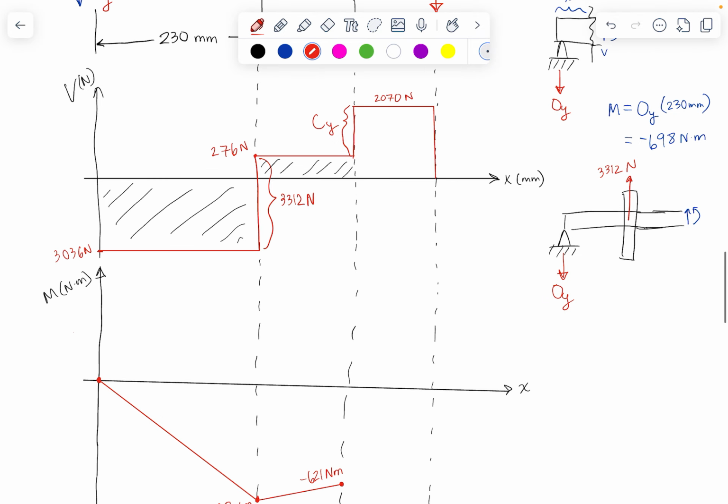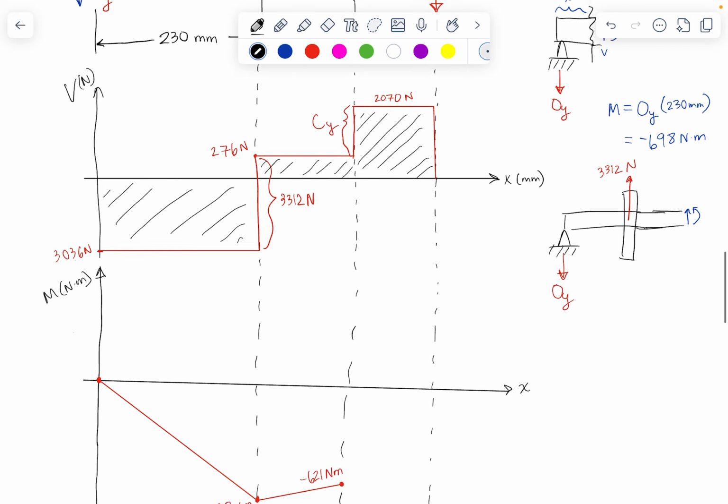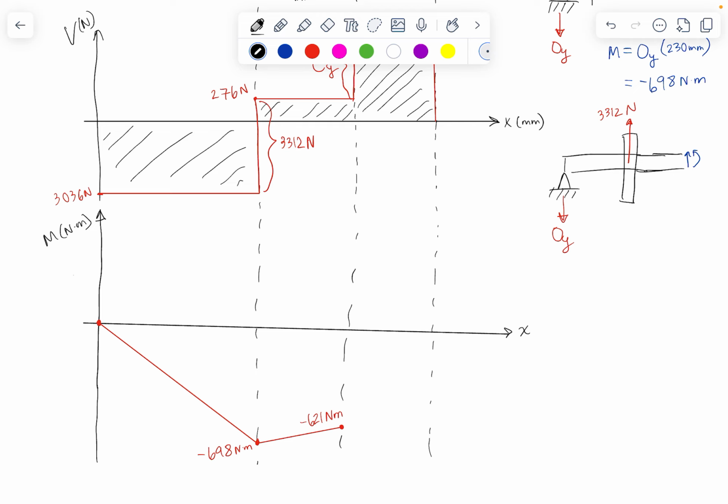And now the only thing we have left is to work out our bending moment. So we can do this first. Let's just try our same calculus trick where we add this area that is now under our shear force diagram. So that's 2070 times the distance of 0.3 meters. So look at that, we got to add 621 Newton meters. That is exactly enough to get us back to 0.